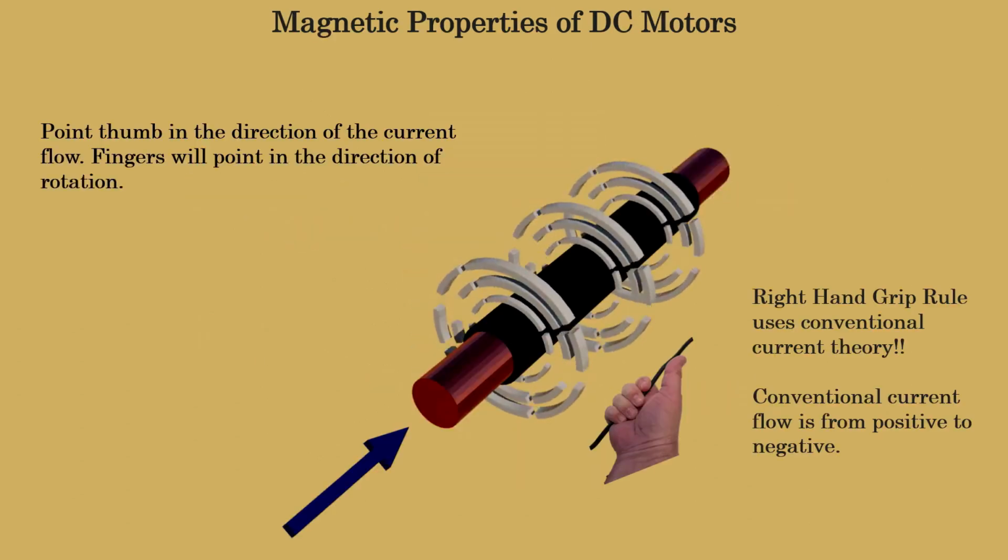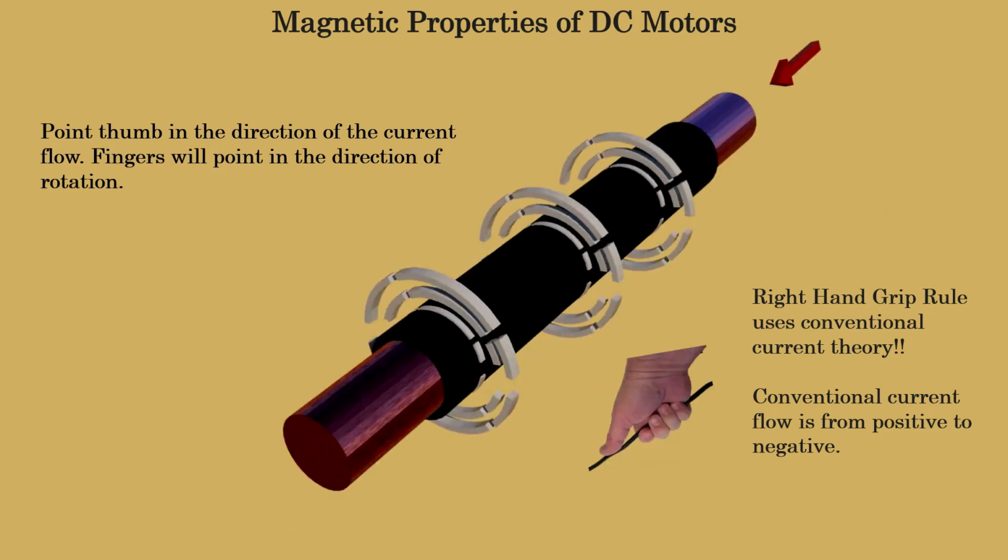So we said if an electric current flows through a conductor, a magnetic field will rotate around it. The direction of the rotation of the magnetic field can be determined using the right hand grip rule by pointing the thumb of the right hand in the direction of the current flow and curling your fingers around the conductor. Your fingers will point in the direction of rotation. And changing the direction of current flow will change the direction of the rotating magnetic field.